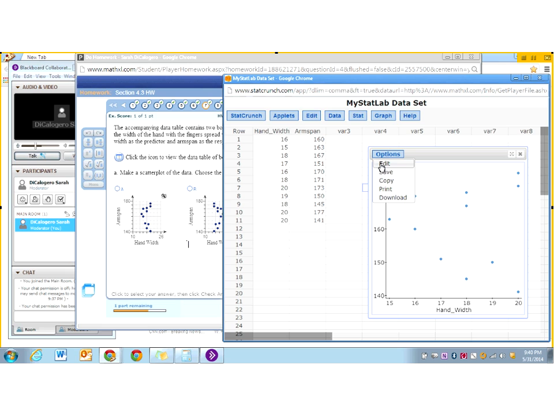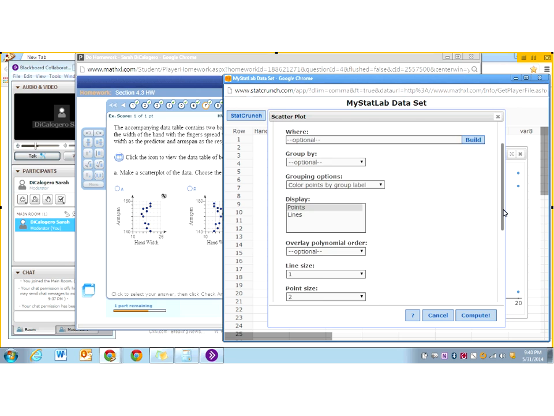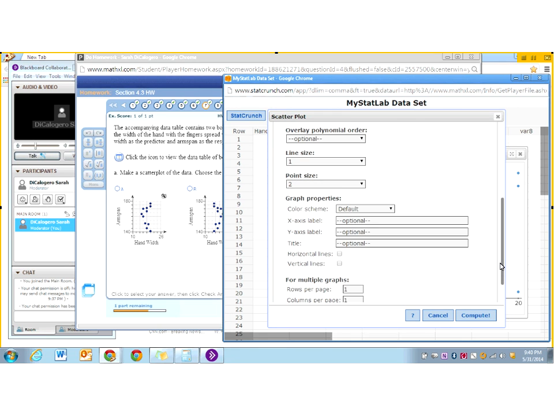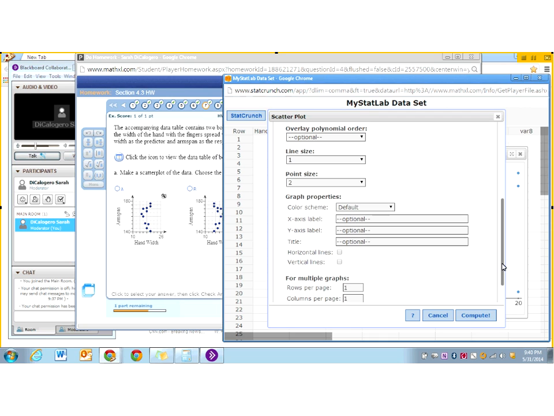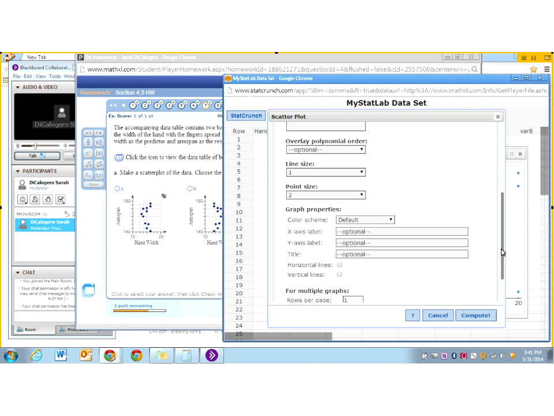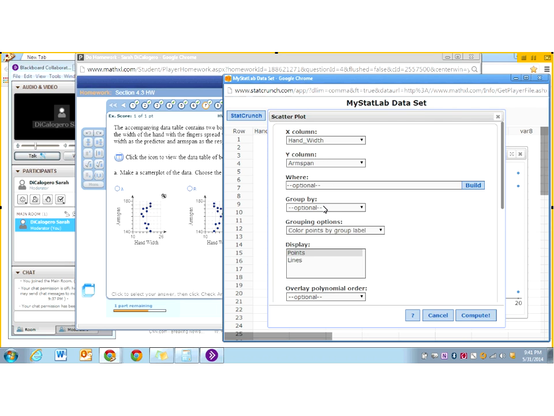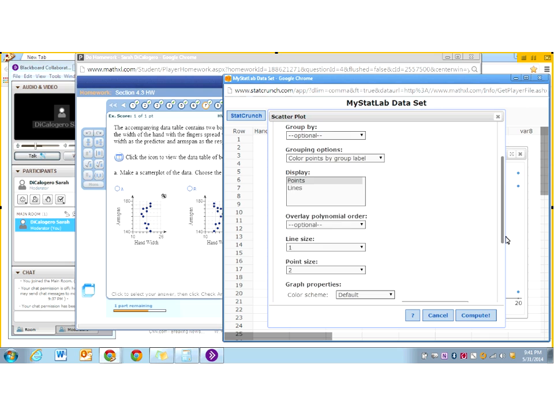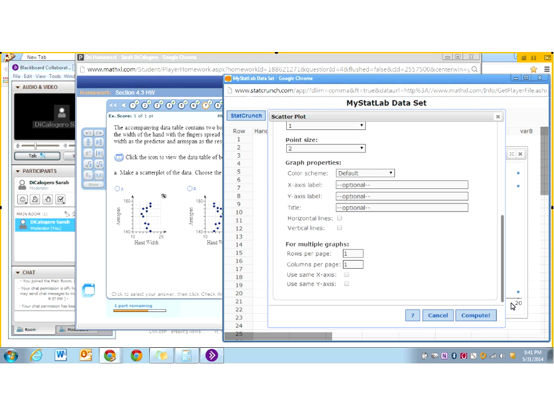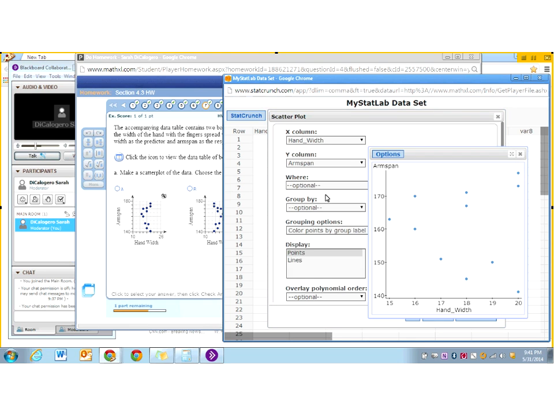So I'm wondering if we go back into edit, group by, line size, default, horizontal, use same X, line size. So here's one of the problems with StatCrunch. It does not look like we can change it, so we're going to have to try to make a guess.